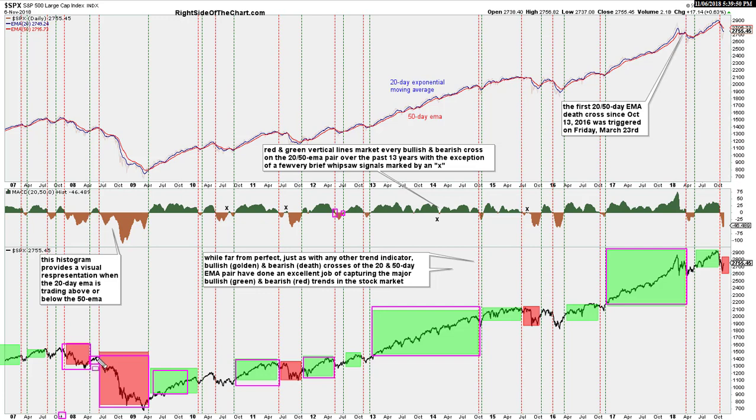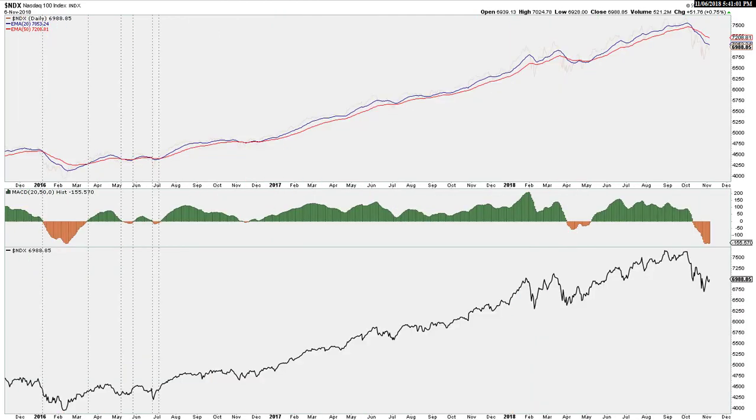You could have jumped out of your short and sidestepped. That was a pretty powerful bear market rally. So there it is. It's done a great job, and I can show you the same thing on the Nasdaq 100, and we'll wrap the video up. Okay, this is the Nasdaq 100.